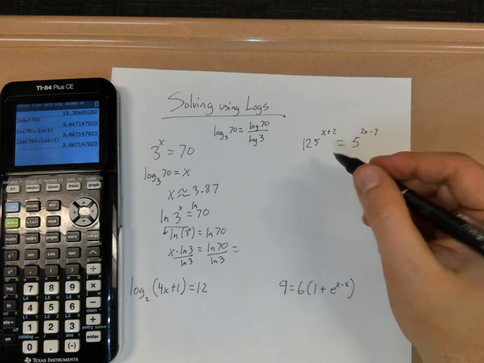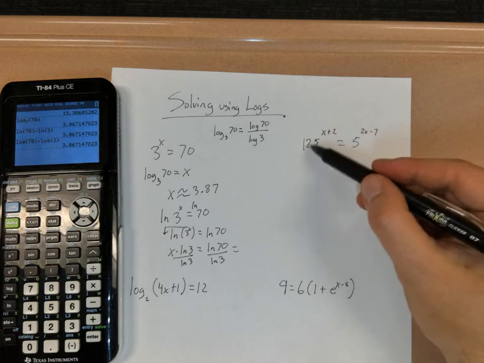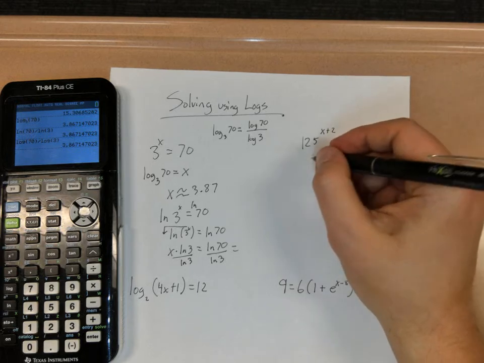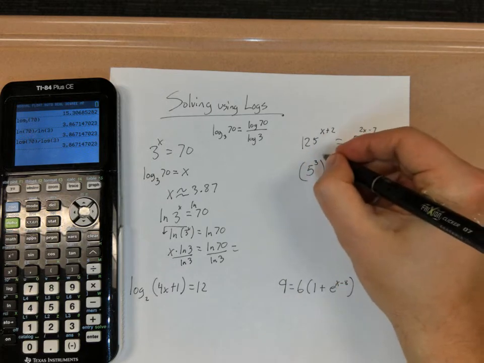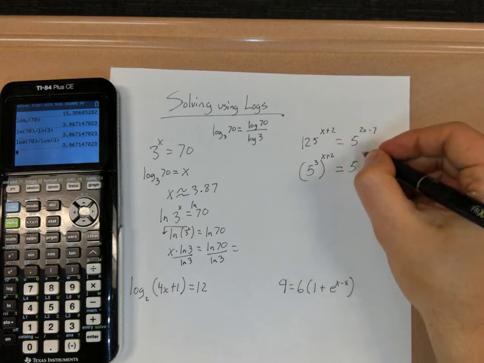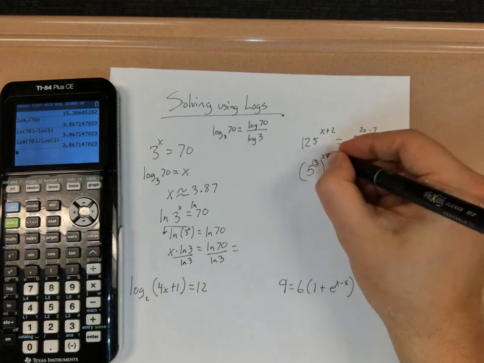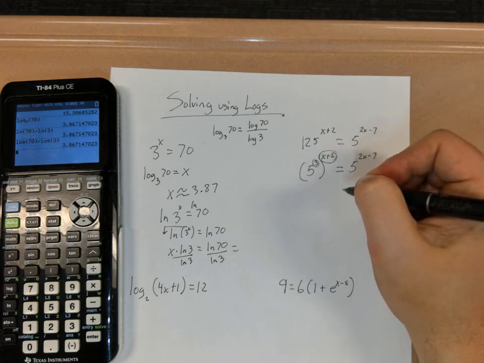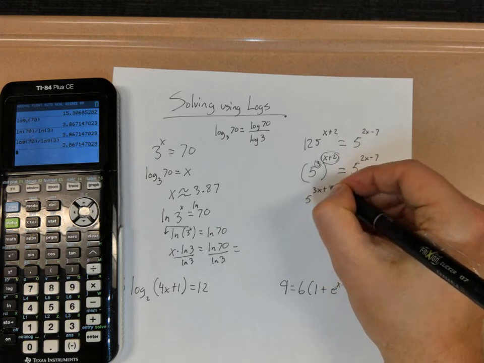The next problem we'll go over is that sometimes you'll have bases that can be written the same. So like I have 125 here. I know that that can be written with a base of 5. And so I'm going to rewrite this as 5 to the third power, and now I can take that to the x plus 2 power. That has to equal 5 to the 2x minus 7. And now if I have a power to a power, I'm going to multiply those, so consider it wrapped in parentheses. So you have to distribute, but you end up with 5 to the 3x plus 6 power.